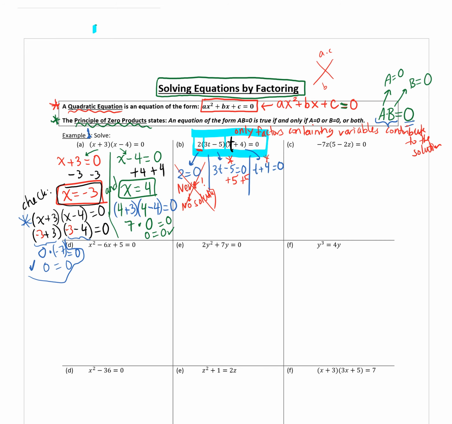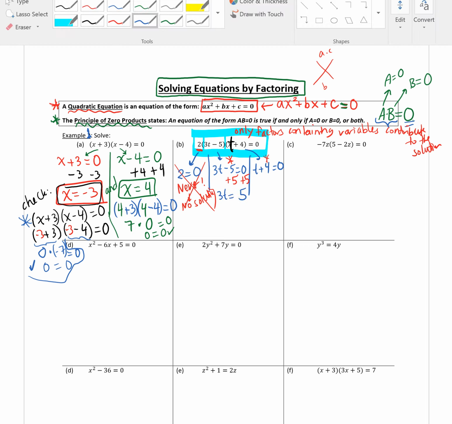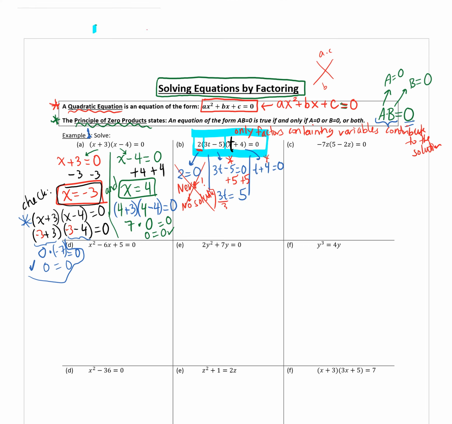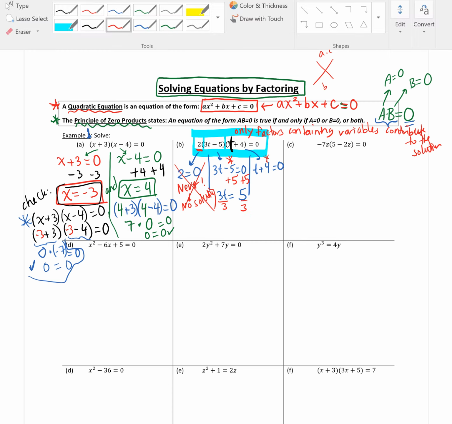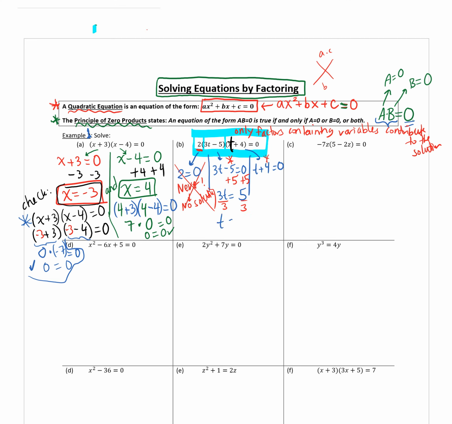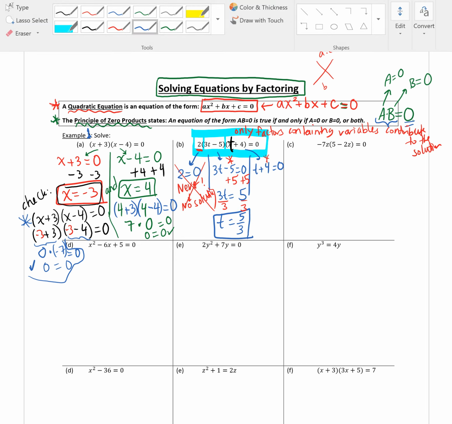Let me add the 5 over to the other side. That way the 3t is by itself: 3t is equal to 5 now. And now if I divide both sides by 3, then I'll have t by itself, and I'll know one of the solutions: t must be 5/3. That's not the prettiest solution I've ever seen, but I guess that's one of them.